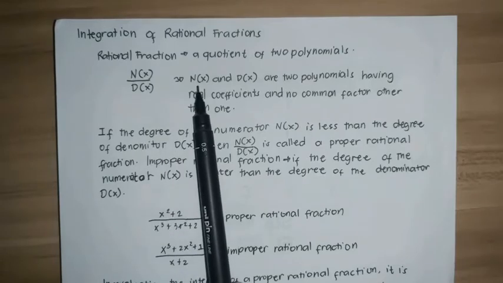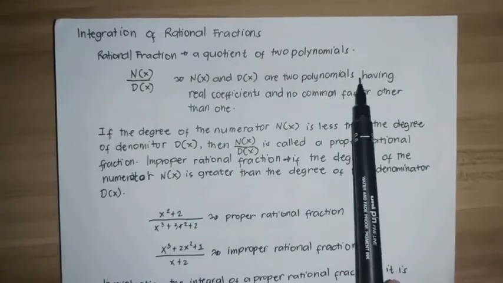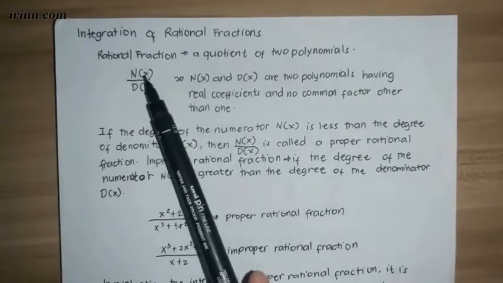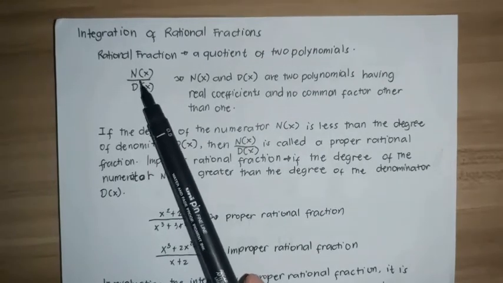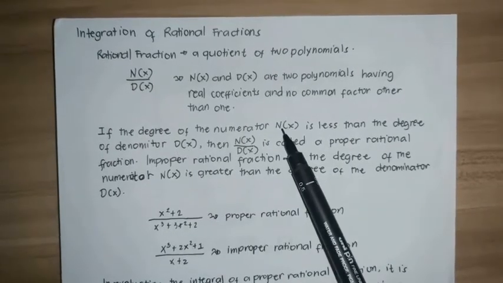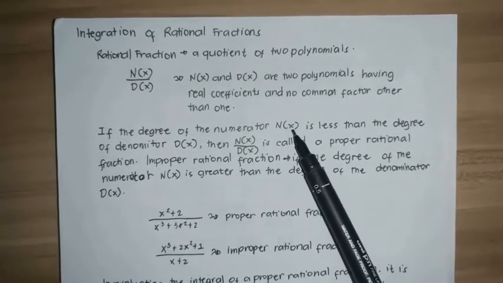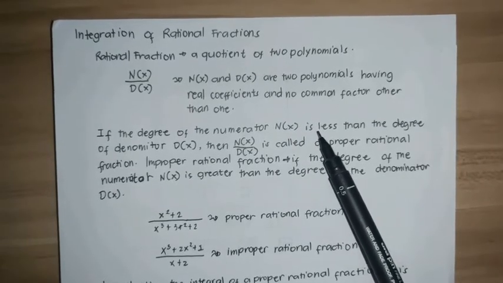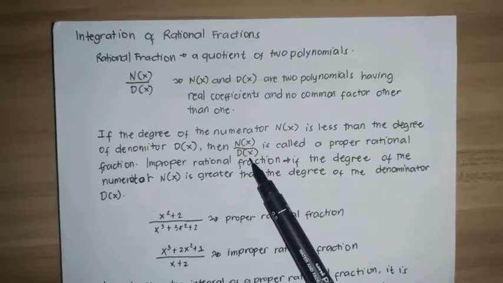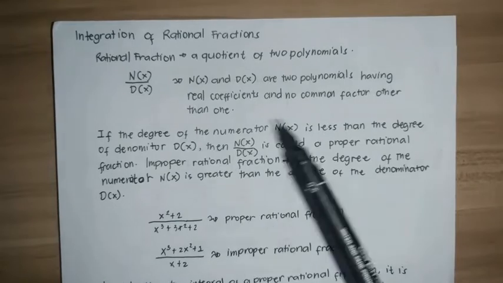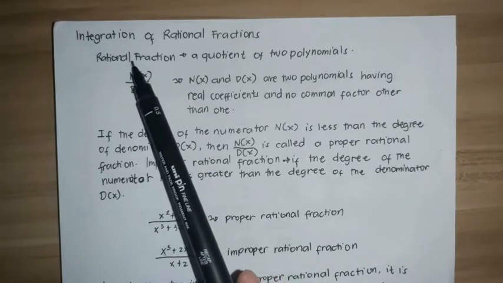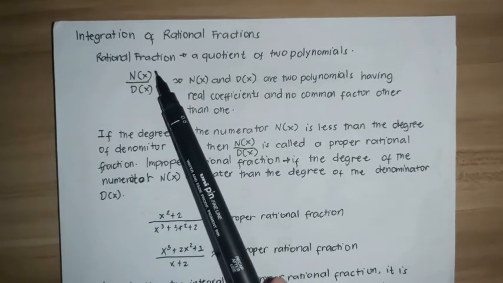Where n of x and d of x are two polynomials having real coefficients and no common factor other than 1. So n of x here will be our numerator and d of x will be our denominator. If the degree of the numerator n of x, which is a polynomial, is less than the degree of the denominator d of x, then n of x all over d of x is called a proper rational fraction. When you say degree, guys, that represents the highest degree of the exponents in a polynomial.